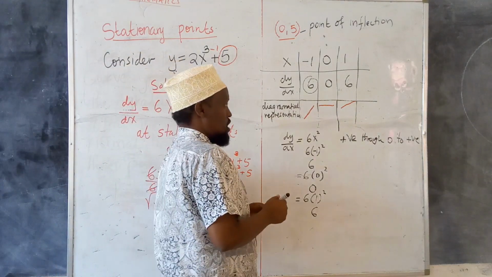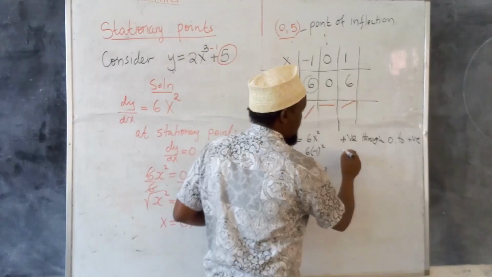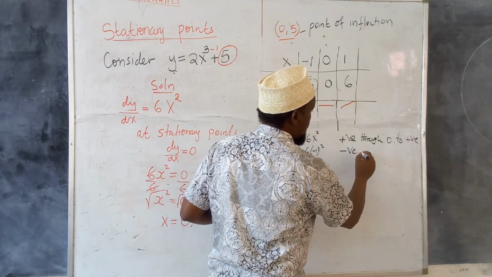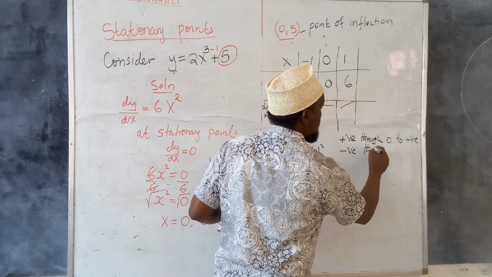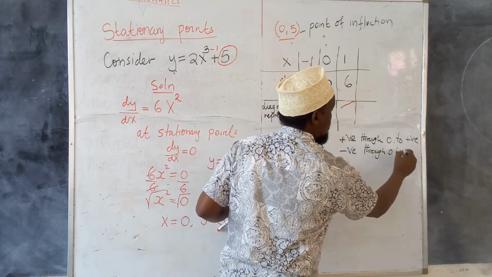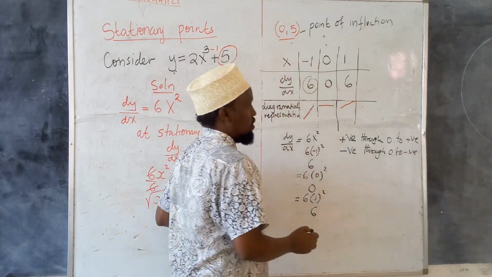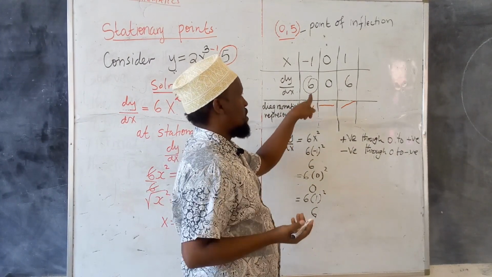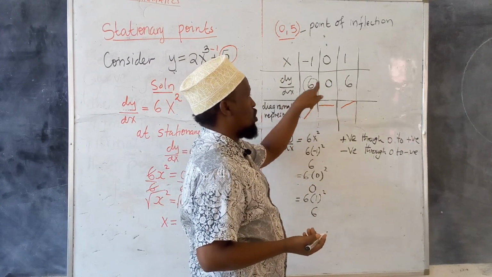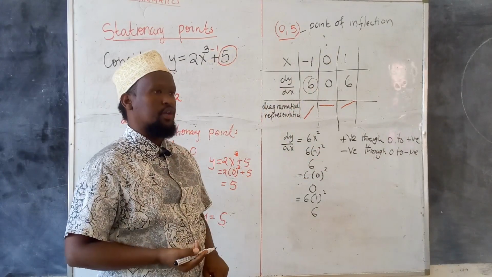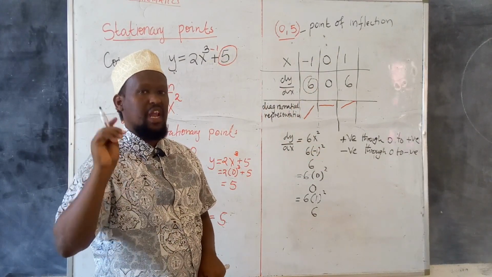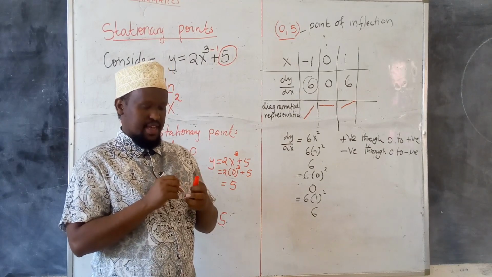Same case, if the gradient changes from negative through 0 to negative. For example, let's assume the gradient is changing from negative through 0 to negative, then also the nature of the point will be a point of inflection. Let us see another example.